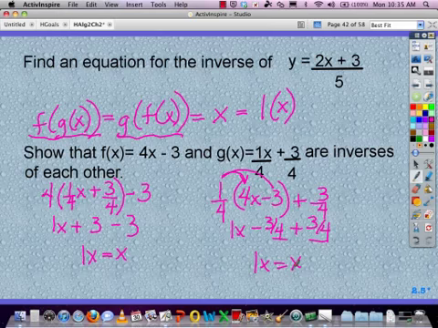Now, quick comment. If the first one would have come out to x, we still have to do the second one. If the first one comes out to x and the second one comes out to, let's say, 3x plus 2, then we know they are not inverses of each other. Or vice versa, what if the first one would have come out to 3x plus 2? We truly could have stopped right there, not tested the second one, because they're supposed to, according to our definition, both come out to be x. And if the first one does not, then they are not inverses of each other.